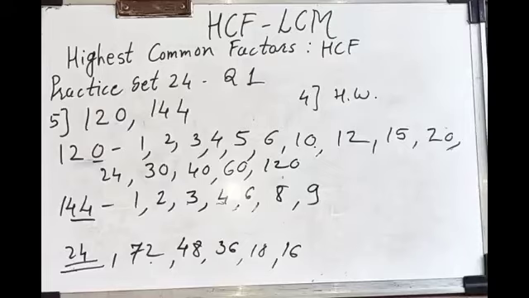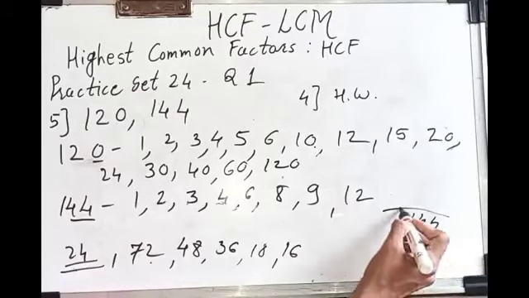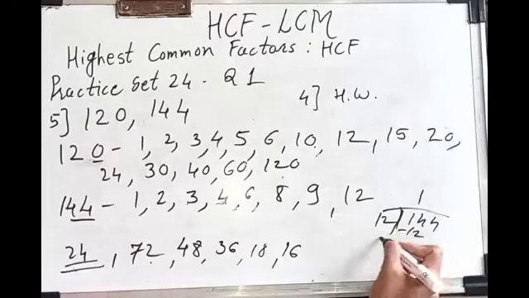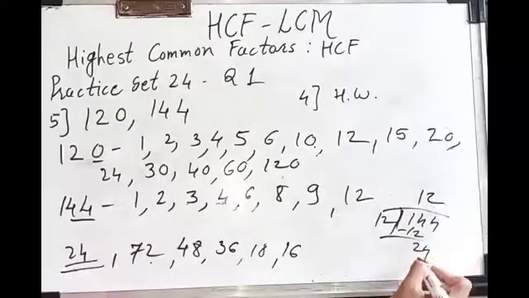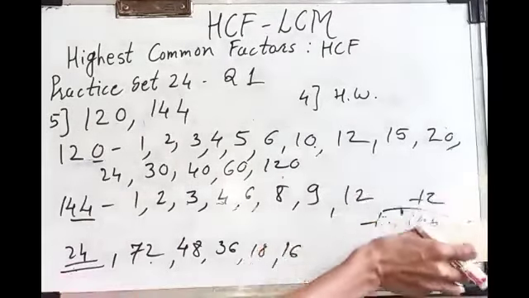Then 10 will not come. 11 will not come. You have to divide it. I am doing it in my mind, so you can do the actual division and check whether, if we divide by 11, the remainder comes 0, then it is a factor. If not, then not a factor. 12 will come, yes. If you divide by 12, 144 divided by 12, 12 ones are 12 and 12 twos are 24. So we can write 12 once only. So 12 is also one of the factors.